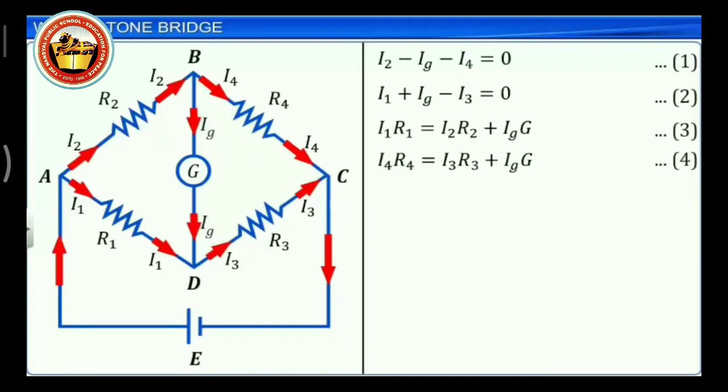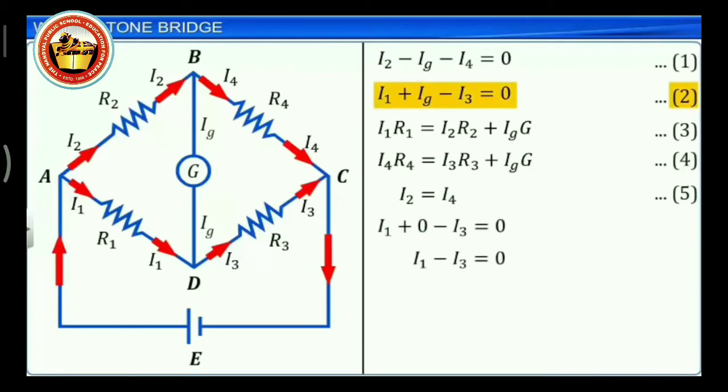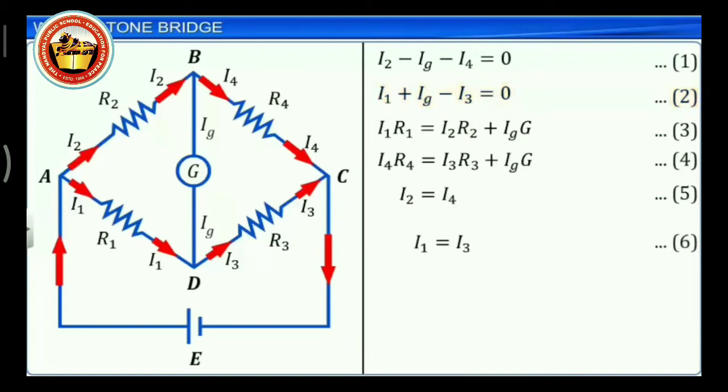If the bridge is balanced, the current passing through Ig, the galvanometer, is 0. From equation 1, Ig equal to 0 means I2 is equal to I4. Equation 5. From equation 2, Ig equal to 0, we can get I1 is equal to I3. Equation 6. Now we can substitute 5 and 6 into 3 and 4.